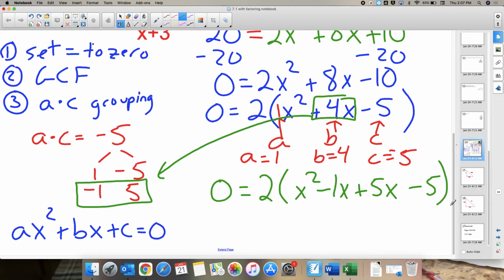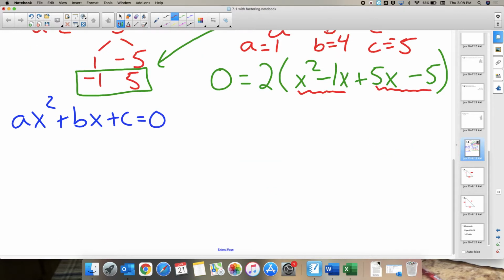The other part is the grouping part. Right? We are going to group our terms together. We are going to group the first two together and the second two together. Right? So I have 0 equals, I'll have this 2. Now, when I look at this x squared minus 1x, the first part there, we're going to pull out the GCF of it. The GCF is x. And it will leave me with x minus 1.